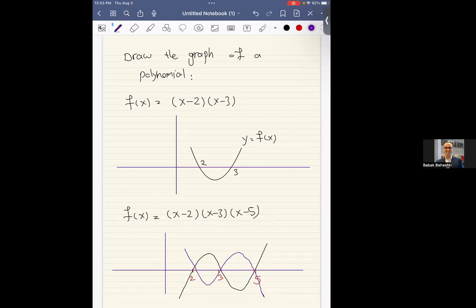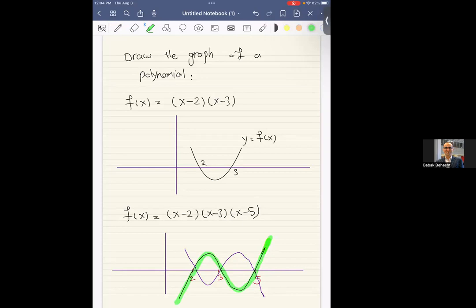For example, you can determine the behavior when x goes to infinity, when x is a very large number. So when x is a very large number, f of x is positive, right? When x is a very large number, f of x is positive. So that means f of x for large x goes like here. So this one actually is the graph.